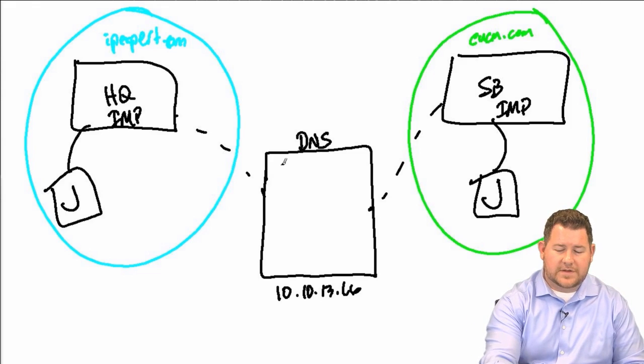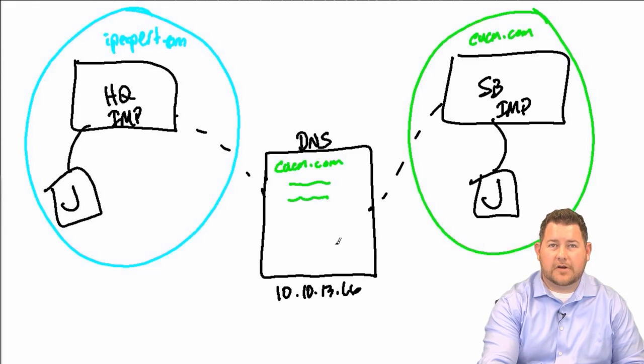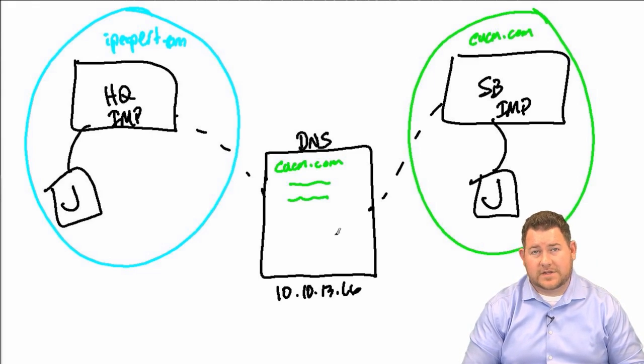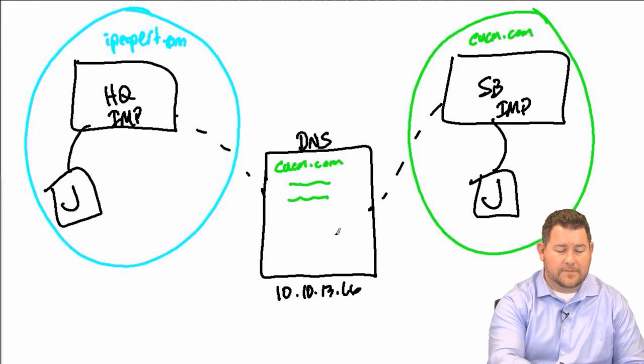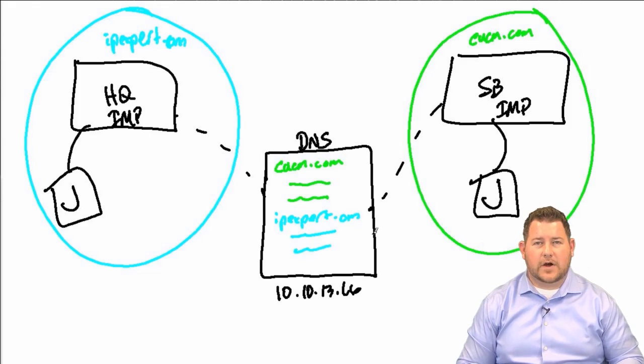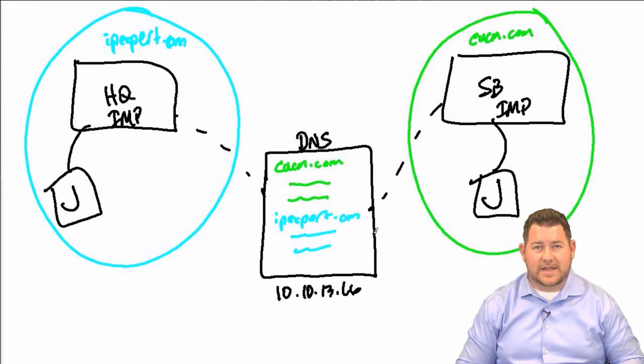We've got to have our cucm.com along with all the hosts that are under cucm.com. So like maybe we're going to put in sbimp.cucm.com. Maybe that's going to be the host that we want to use for our IM&P presence server. We've also got to have on our DNS server ipexpert.com, and then the hosts associated with that. In addition to that, we've got to have this other parameter here that's going to allow us to resolve this XMPP federation. So we'll talk about that in a second here.